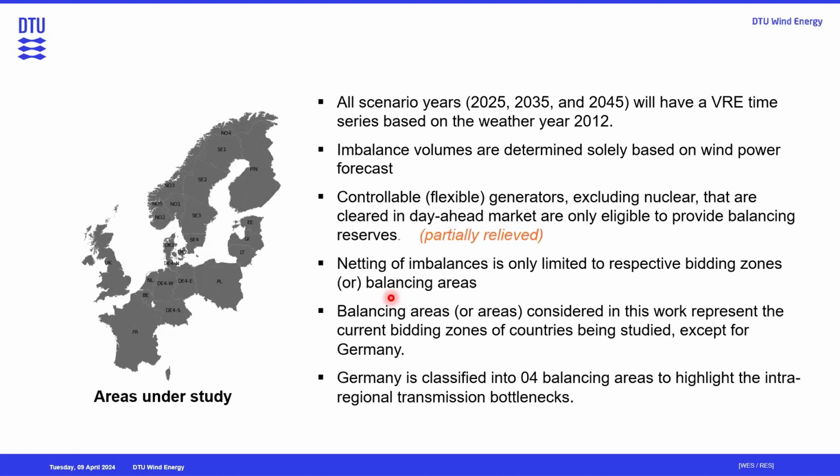The picture you can see is that each country is divided into many regions. Some of them have only one region, some of them have multiple regions, and each area is called a balancing area, and then each is a bidding zone. We are trying to balance each of those areas here.